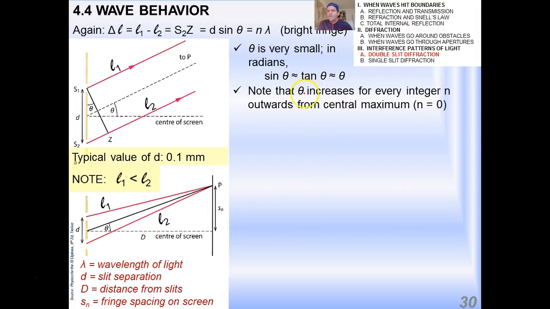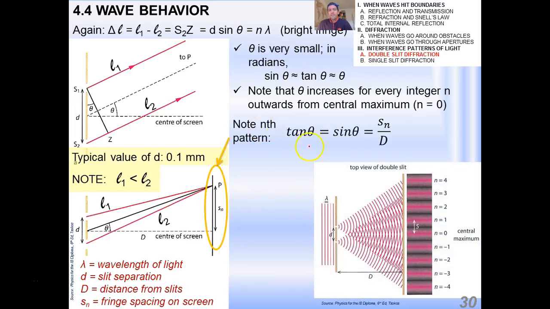Now, note that theta increases for every integer n outwards from the central maximum. It fans out or spreads out on either side of the central maximum. And for the nth pattern, note that tangent of theta, which is equal to sine theta because we're using a very small angle, is equal to S sub n, where the n refers to the number of the fringe, or the distance for that particular number of fringe, where n equals 0, 1, 2, 3, 4, all over D. Just think about your geometry. It's actually pretty simple geometry, okay?